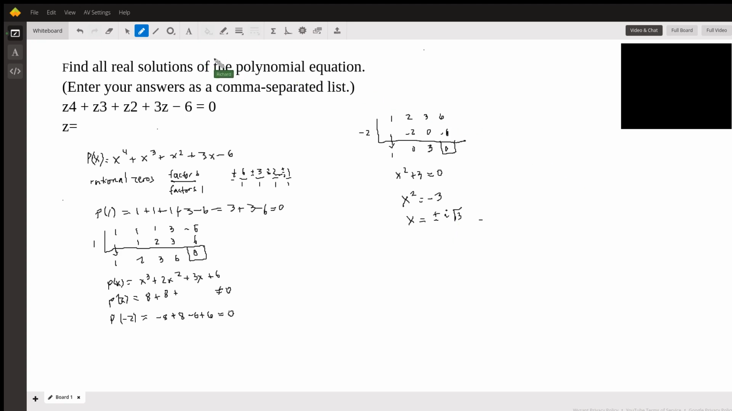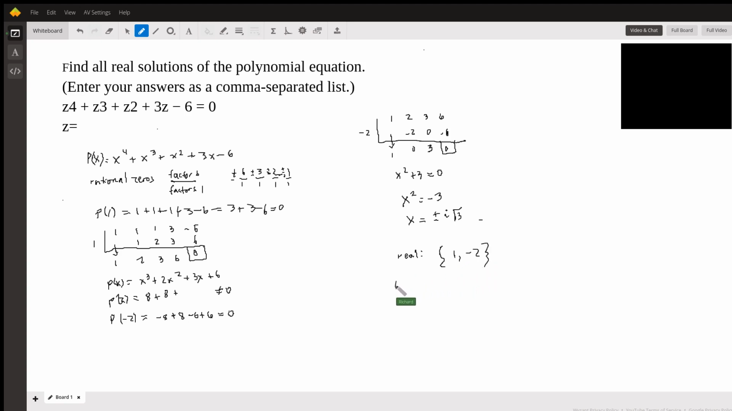Okay. So there are two real answers, which would be, they only want the real solutions, which is kind of a break for us. Usually they want all the solutions, real and imaginary. Let's just do that. So the real solutions would be comma separated lists. So this would be, what do we find, 1 and negative 2.